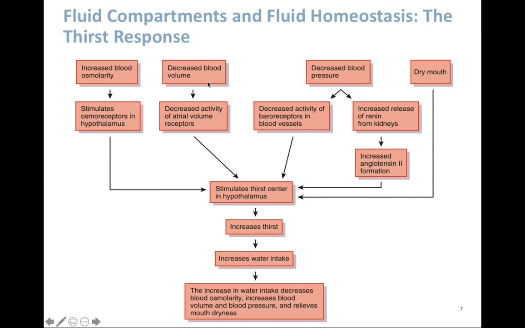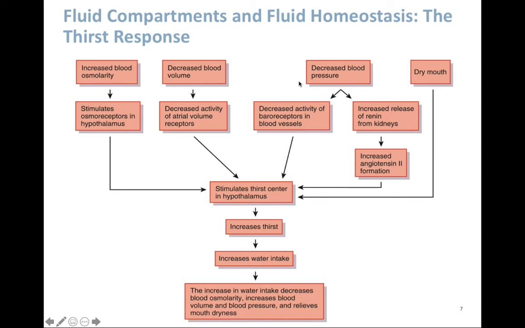Similarly, decreased blood volume is also going to stimulate our thirst response. Decreased blood volume is often going to be associated with decreased blood pressure. And decreased blood volume and decreased blood pressure will lead to a decreased activity of the atrial volume receptors. These are the receptors in the atria that are regulating how much volume is inside of the atria. The lower the volume inside the atria, the lower our blood volume is going to be. If we have low blood volume, we're going to stimulate the thirst response so that we can pull more water into our body and replace the plasma concentrations that have been lost.